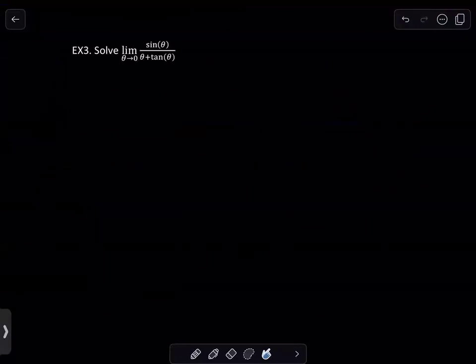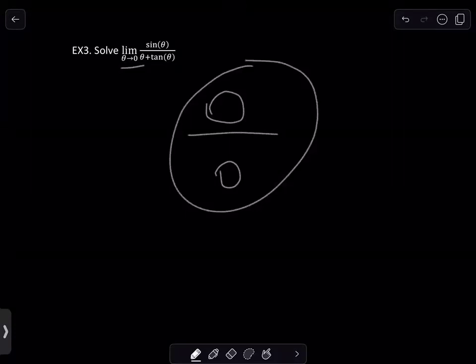So pause the video, try this example, and then I'll go through it. All right, let's do this solution. So we're going to use Bernoulli's rule for this. We're going to check if this is first an indeterminate form. So if you substitute 0 in the numerator, you'll get sine of 0, that will be 0. And if you substitute 0 into the denominator, you're going to get 0 plus tangent of 0. That's going to be 0 plus 0 because tangent of 0 is 0. Bingo, we have an indeterminate form. Great, let's use Bernoulli's rule.